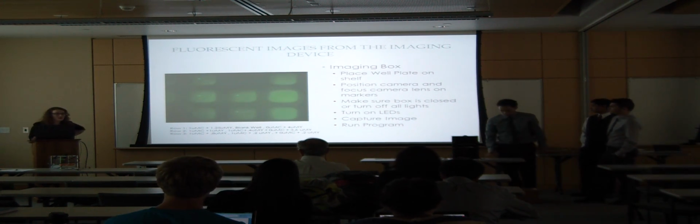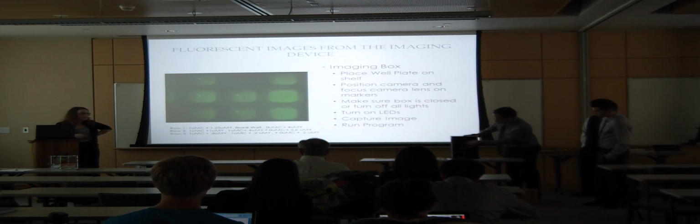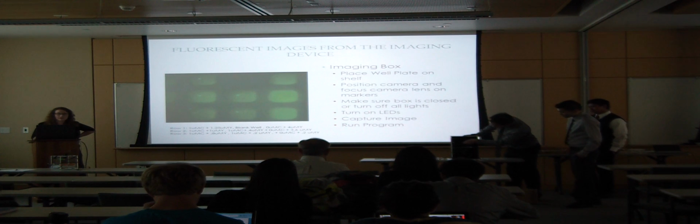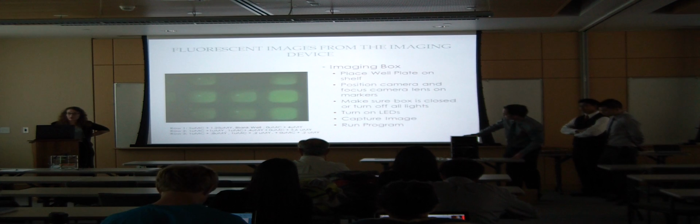So Chris is going to help me out with a little demonstration of how our box works. On that first level is where our sample is. It's a well plate. We have little markers in there made out of paper. Paper fluoresces under light, so that's how we're able to position our sample how we want to.